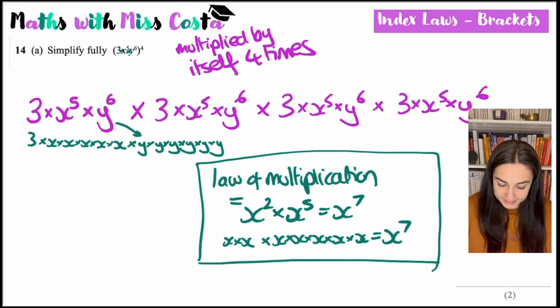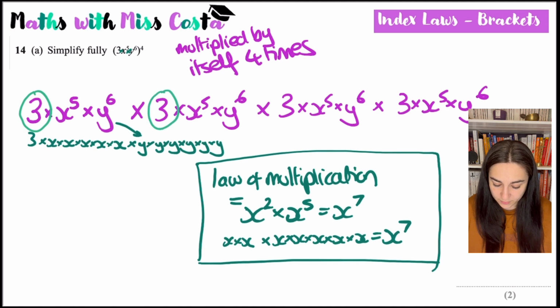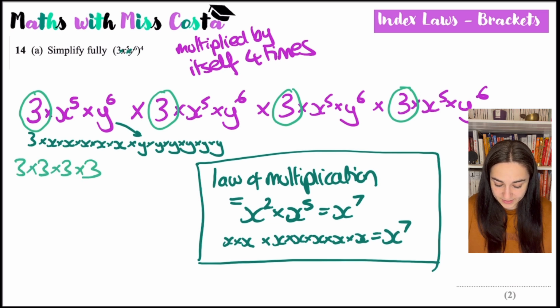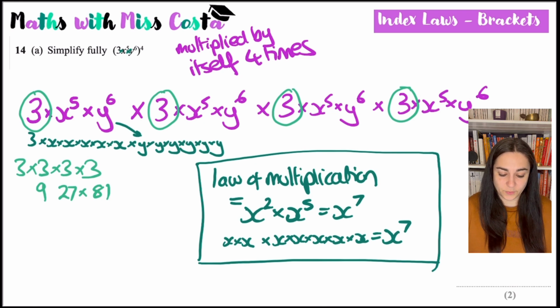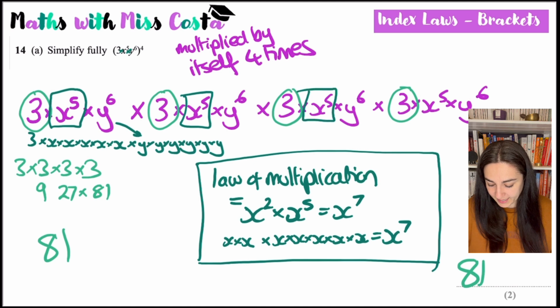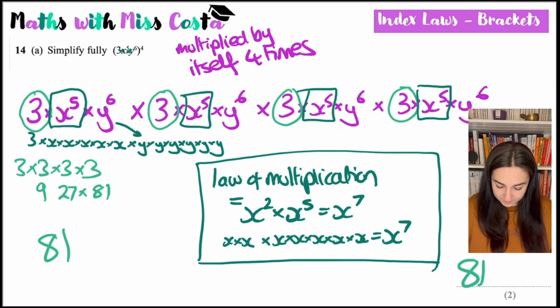And then what I can do is see that I am multiplying 3 by itself 4 times. Okay, so 3 times 3 times 3 again, and times 3 again. 3 times 3 is 9, times 3 is 27, times 3 is 81, but you've also got a calculator, so use that to your advantage. So I know it's going to be 81. Then let's deal with the x's. So x to the power 5 times x to the power 5 times x to the power 5. What do I do? Well, that becomes 5 plus 5 plus 5 plus 5, which is 20.